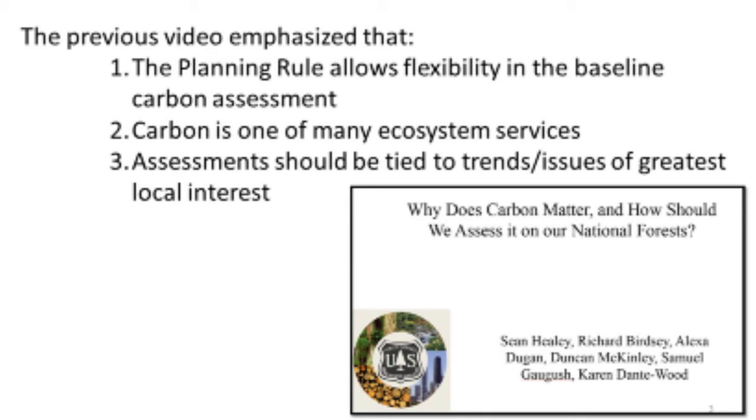So there are 3 things that I want to carry forward from the first video. The first is that the planning rule is relatively flexible in terms of what the baseline carbon assessment contains. So there is no one template that will serve everybody. And carbon is one of many ecosystem services. The planning rule doesn't mandate that you manage for carbon, but it does mandate that you have to assess carbon. And the assessments should be tied to the trends and issues of greatest local interest.